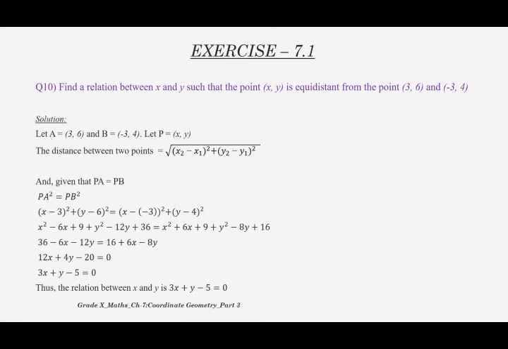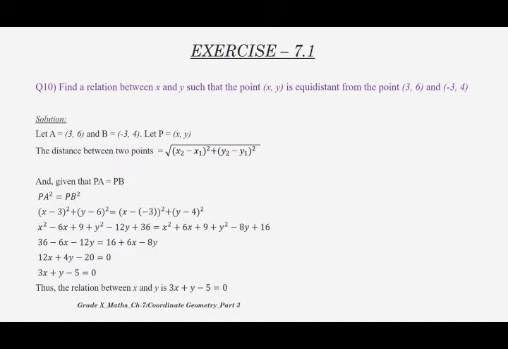Now question number 10. Find a relation between x and y such that the point (x, y) is equidistant from the points (3, 6) and (-3, 4). We have seen a similar question in question number 7, but in that the point was on x-axis. So we had to find only one coordinate. But in this question, we have to find both the coordinates. And note that the question says find the relation, not find the point.